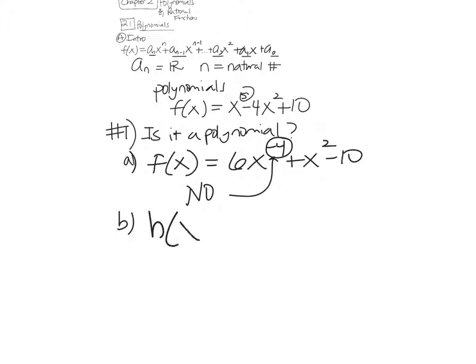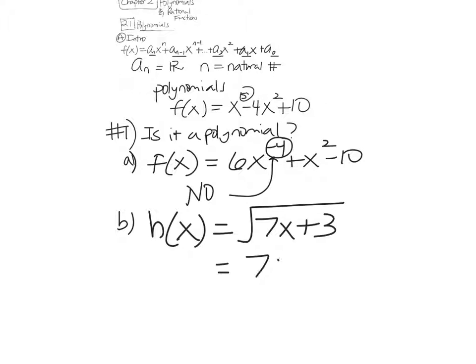All right, how about this one? H of x is equal to the square root of 7x plus 3. Is that a polynomial? No, it's not a polynomial. See, this is the same thing as 7x plus 3 to the 1/2. And remember, polynomials, their powers have to be natural numbers, counting numbers. 1, 2, 3, 4, 5, 6, all the way up.